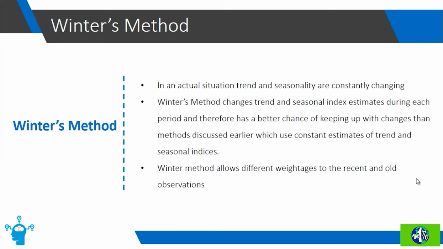These shortcomings of the previous methods can be handled by a new method called Winter's method. Winter's method changes the trend and seasonal index estimates during each period. That is, these trends and seasonal indexes are updated regularly, and therefore the estimated forecast has a better chance of being correct. Also, in Winter's method, we have the option of giving different weightages to recent and old observations. That is why Winter's method is a popular method while forecasting.